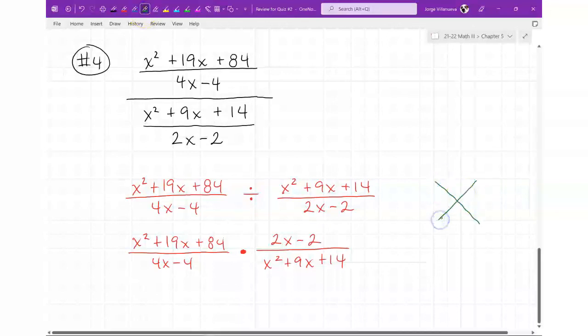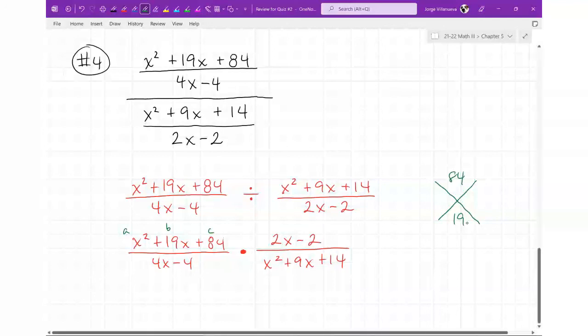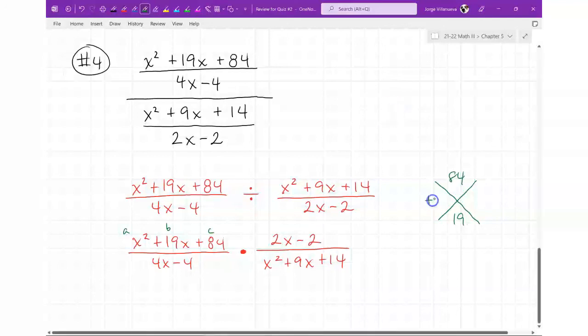So let's start with the first one, the left side fraction. Here's my A, B, C. This will be 84 and 19. To help you out a little bit, 7 times 12 is 84, and 12 plus 7 is 19. I'm going to help you out with those because there's a lot of factors for 84. So a positive 7 and a positive 12.